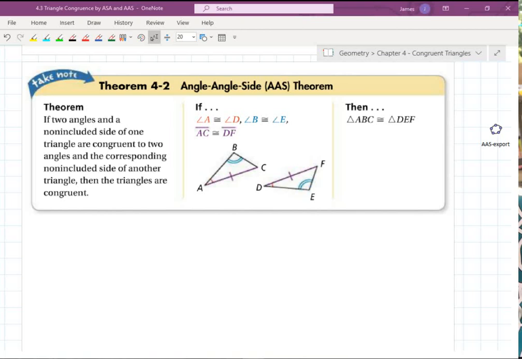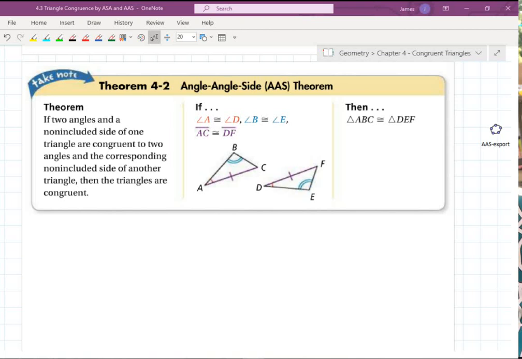Okay, so this theorem here, this is actually a theorem. Everything we've done so far has been a postulate, where we can't prove it. This we can actually prove. Theorems are the ones you can prove. Postulates you cannot. So side, side, side is a postulate. Side, side, side, side, angle, side, angle, those are all postulates. Those are things that we cannot prove. This one we can. Okay? And I think it will eventually be obvious why we can prove this.